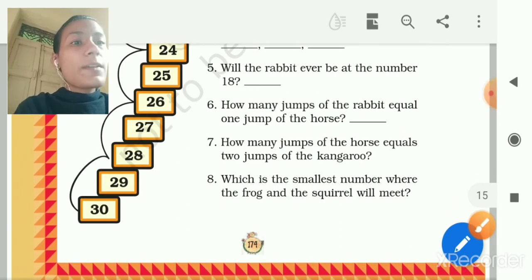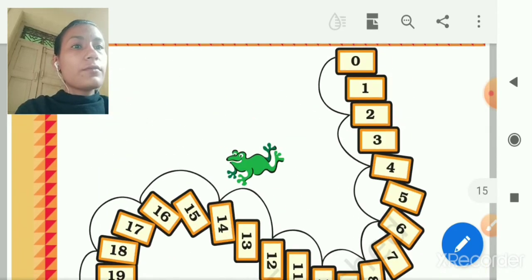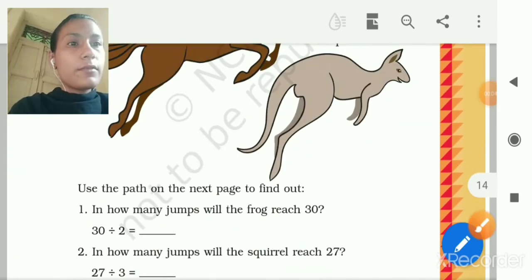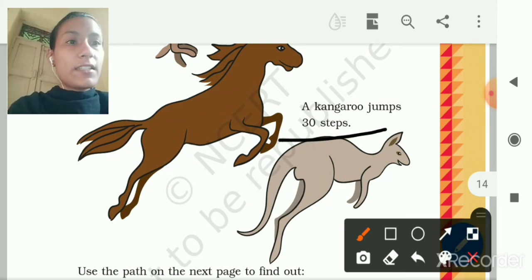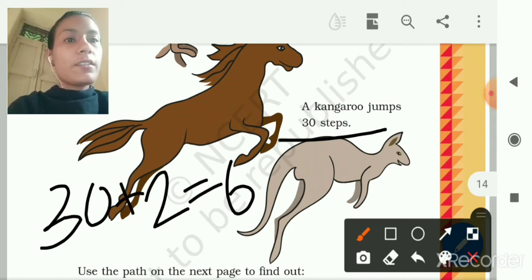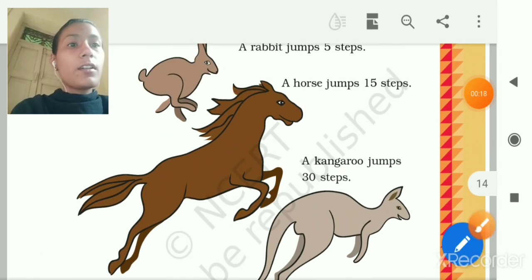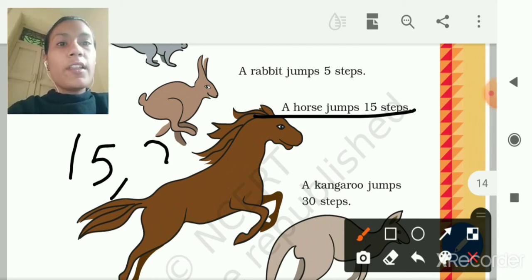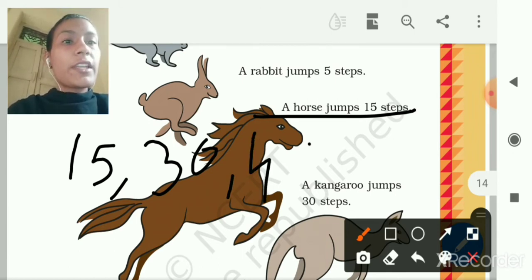The next, how many jumps of the horse equals 2 jumps of the kangaroo? So first we will count 2 jumps of the kangaroo. A kangaroo jumps 30 steps at a time. So 2 jumps, 30 multiplied by 2 is equal to 60. And a horse jumps 15 steps at a time. So 15, then second jump on 30, then third jump on 30 plus 15 is equal to 45. Then fourth jump, 50, 55 and 60.